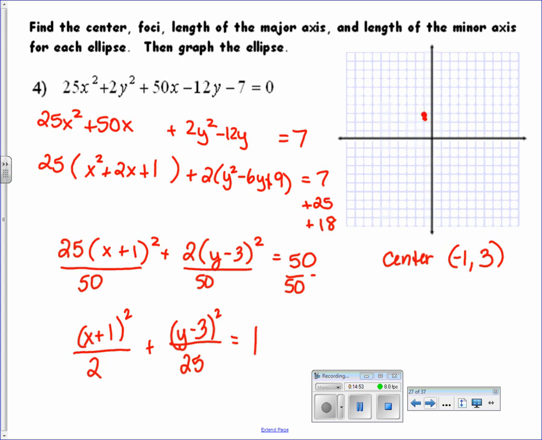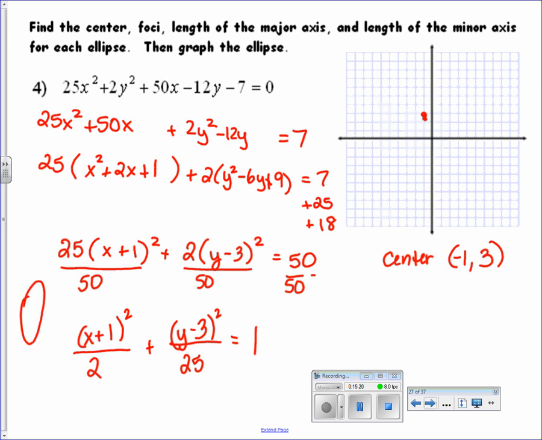Okay, next step. Look at our values underneath. Which number is bigger? Look at your two denominators. Which one's bigger? The 25. That's my a squared. So that tells me, does it stretch more on the x-axis or more on the y-axis? Look at the letter above it, the y. So that tells me this is going to look like an egg.